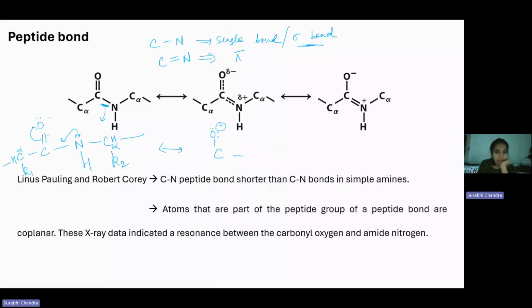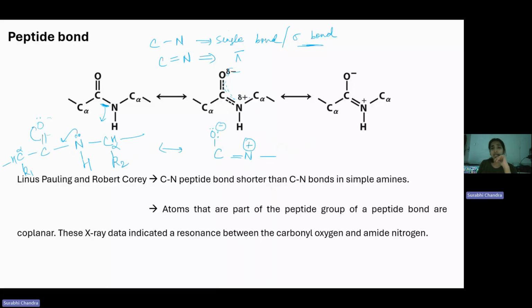minus, plus, like that. So ultimately what we see is this kind of partial double bond character, wherein there's a partial negative delta minus charge on the oxygen atom and delta plus charge on the nitrogen atom. Okay. Wherein this electron is delocalized, kind of, there's a partial double bond character in this region.